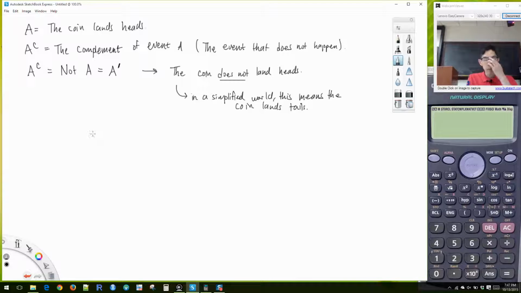Okay. And so if the probability of A is equal to 0.5, then the probability of not A is equal to 1 minus the probability of A. And in our case, it would be 1 minus 0.5, which is equal to 0.5.